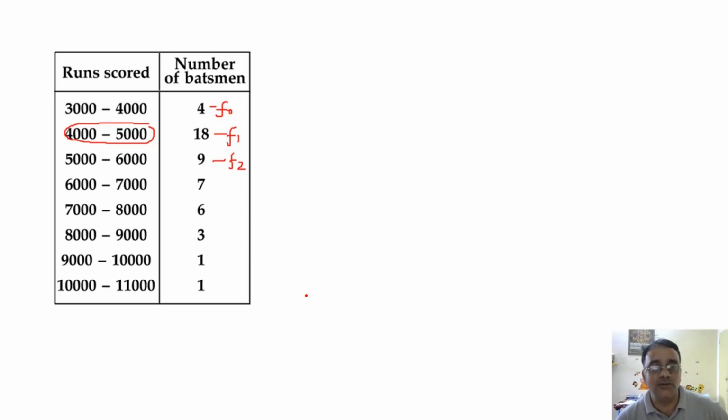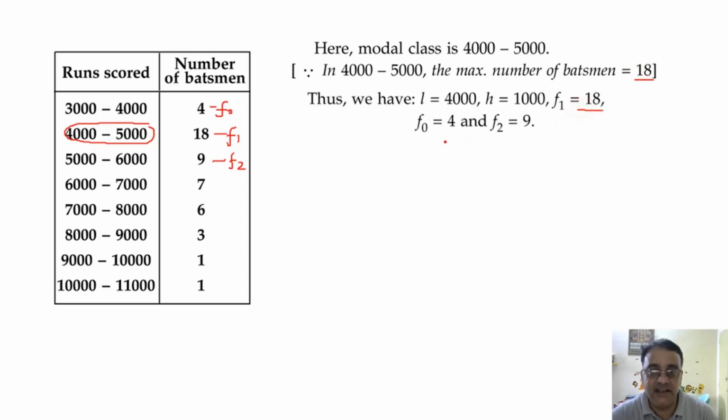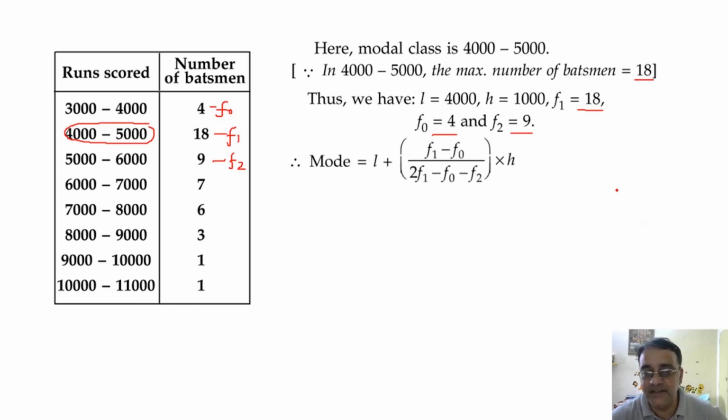So first we will start with the modal class. The modal class is 4000 to 5000, because its frequency is highest, that is 18. L is 4000, h is 1000, f1 is 18, f0 is 4, and f2 is 9. After writing this, we write the formula: L plus (f1 minus f0) upon (2 f1 minus f0 minus f2) into h. Now substitute the values: 4000 plus (18 minus 4) upon (2 into 18 minus 4 minus 9) into 1000.